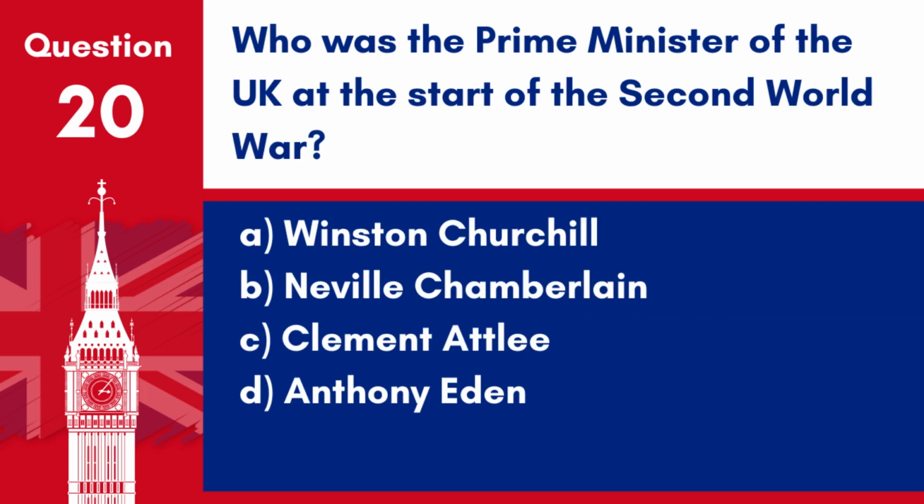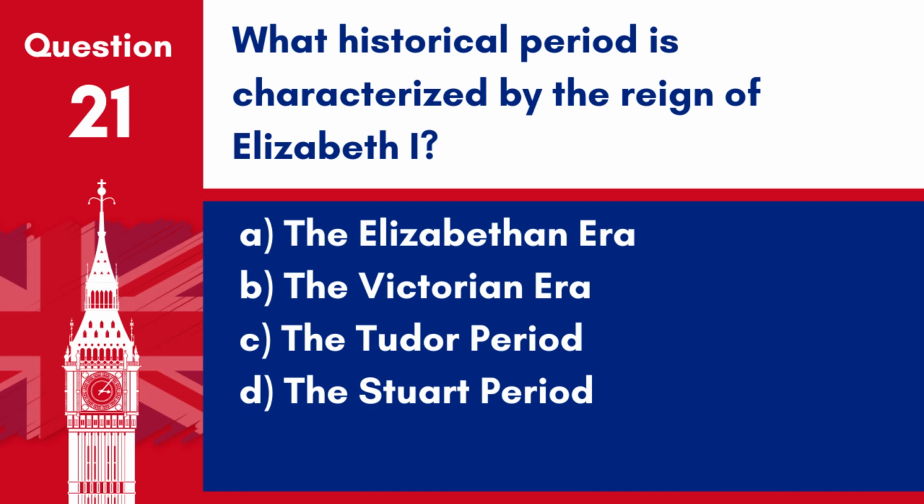Question 20. Who was the Prime Minister of the UK at the start of the Second World War? A. Winston Churchill. B. Neville Chamberlain. C. Clement Attlee. D. Anthony Eden. Answer: B. Neville Chamberlain. Neville Chamberlain was the Prime Minister of the UK at the start of the Second World War.